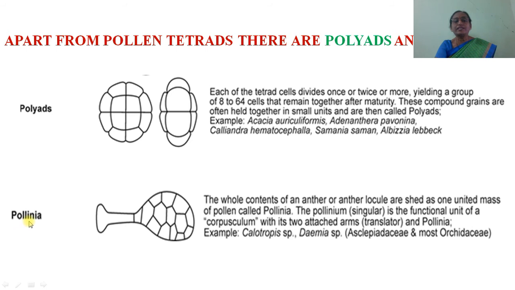Then the next one is the pollinia. This is the most common example found in the family Asclepiadaceae. The whole content of an anther or anther locule is shed as one united mass of pollen called pollinia. Singularly we call it pollinium. The pollinium is a functional unit of corpusculum with its two attached arms, that is translators, and pollinia. A common example is Calotropis procera, belonging to family Asclepiadaceae.